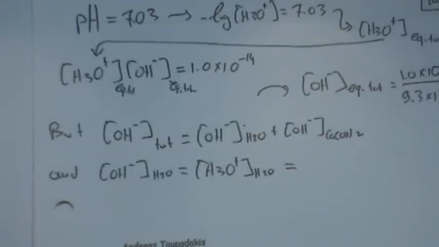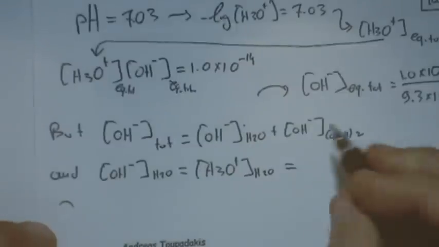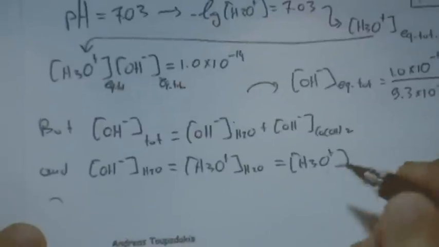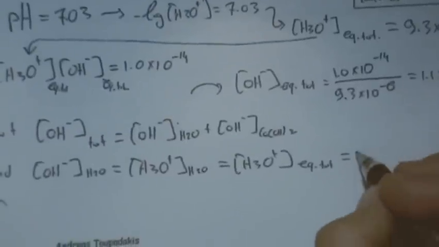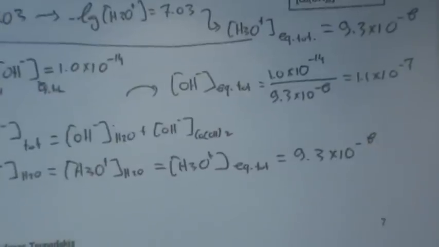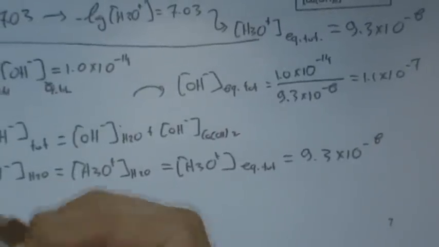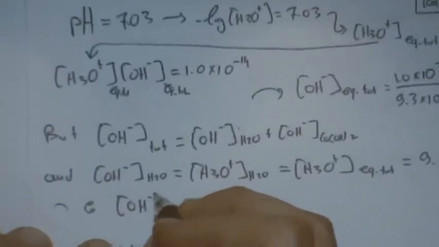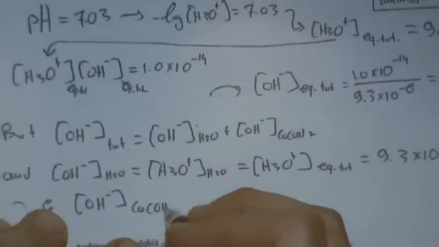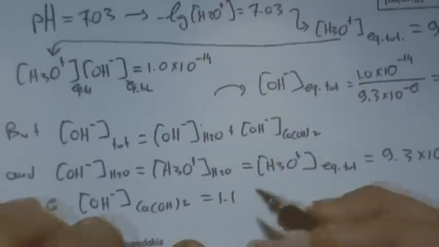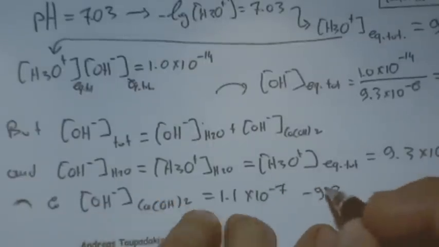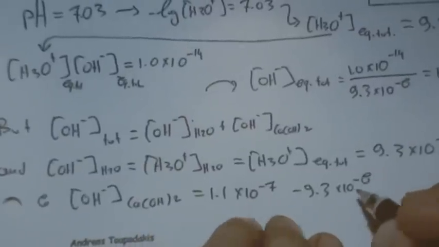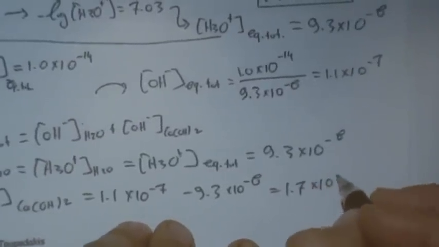And do you have many sources of hydronium ions? No, you just have it from water, isn't it? Well then, this from water should also be equal to what? To the hydronium total, which we know is how much? 9.3 times 10 to the minus 8. And therefore, the concentration of OH minus that comes from calcium hydroxide is going to be equal to 1.1 times 10 to the minus 7 minus 9.3 times 10 to the minus 8, which is equal to 1.7 times 10 to the minus 8.